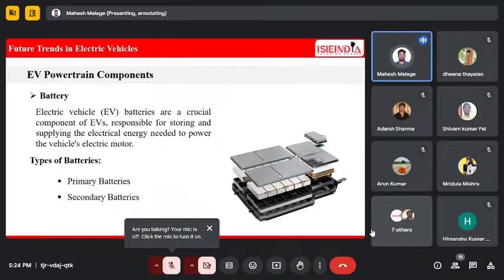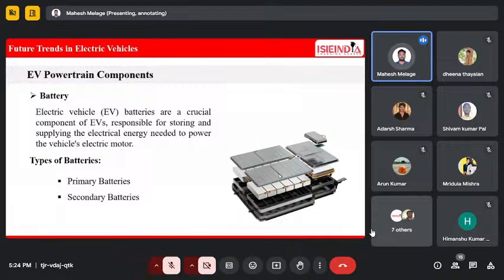There are two types of batteries, primary battery and secondary battery. So what is a primary battery? The primary battery is a battery used only one time, like a cell. The cells used in a remote, in a clock, and coin cells also. These cells are used only one time. Once used and discharged, they are thrown away. It is a wastage. It is a primary battery, used for only one time.